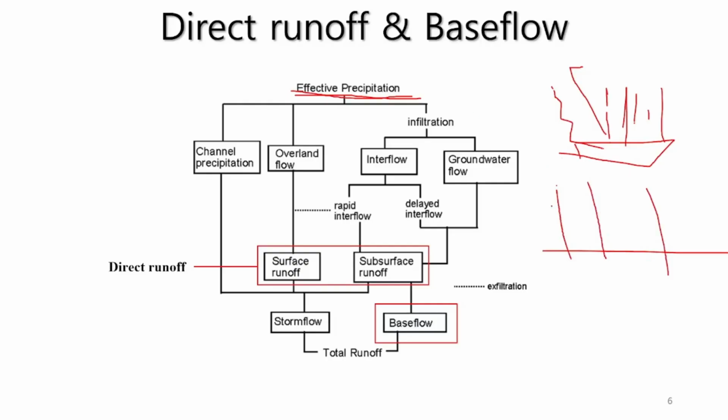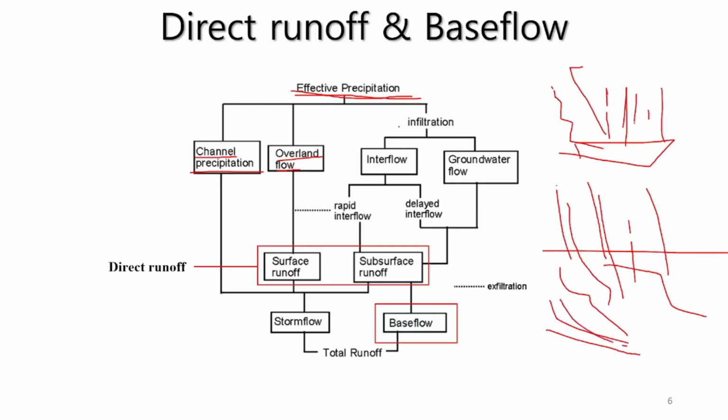When precipitation hits the ground, we have channel precipitation, which means some of the rainfall hits directly into the river and goes straight to it. Sometimes we call a river or a stream a channel, so that's what we call channel precipitation. And then we have overland flow, which is the precipitation that flows on the ground, on top of the surface.